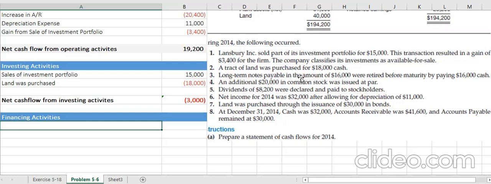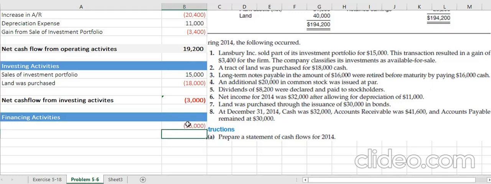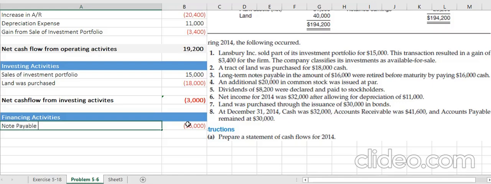So long-term note payable in the amount of $16,000 was retired before maturity by paying $16,000 cash. So the liability decreased by paying $16,000. So there is a cash outflow of $16,000. Cash outflow means $16,000 minus. Why? Because the note payable was actually retired.